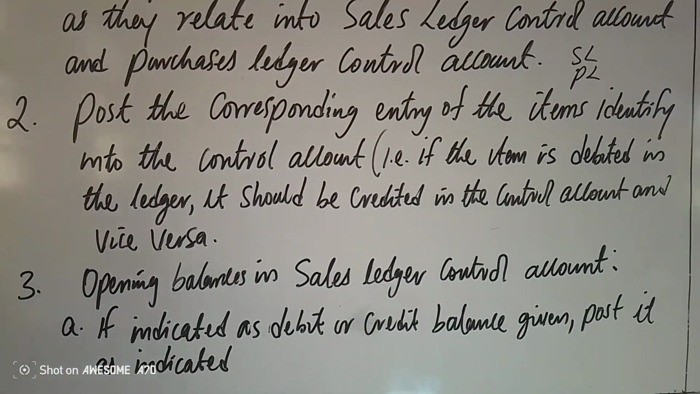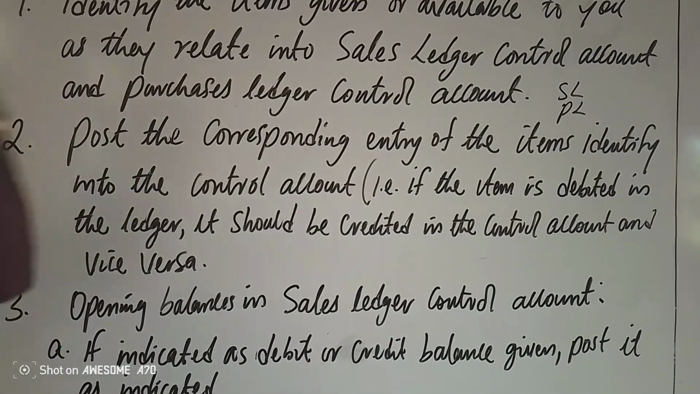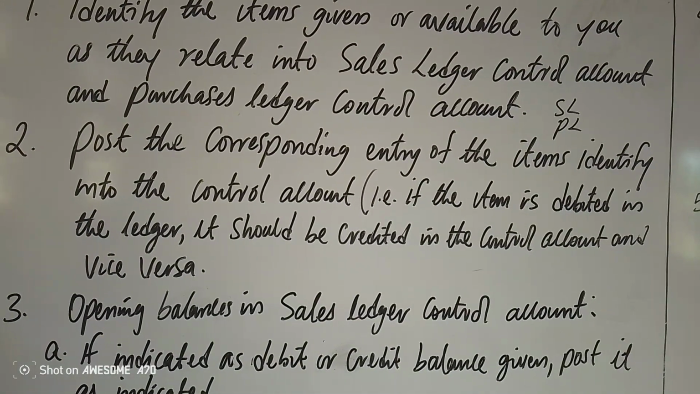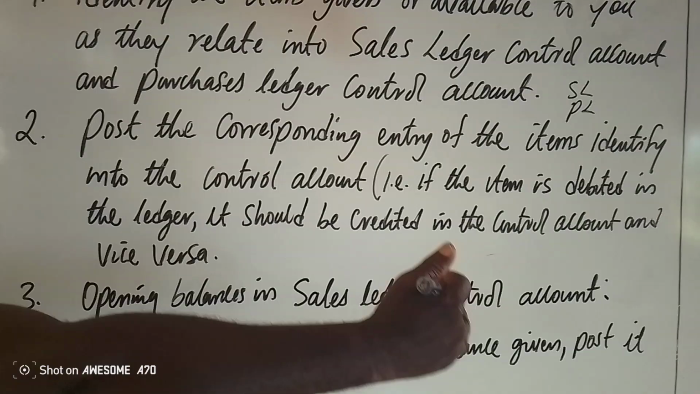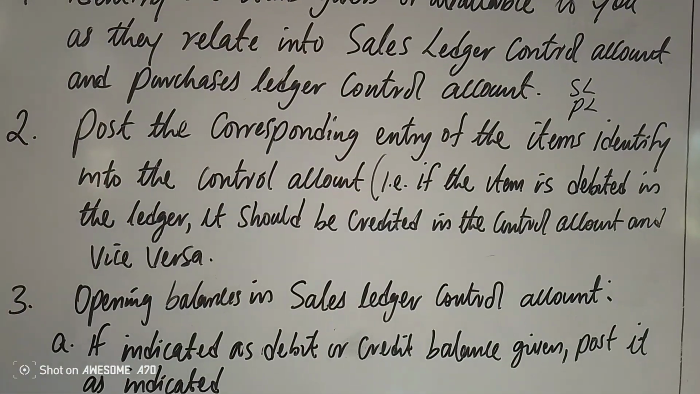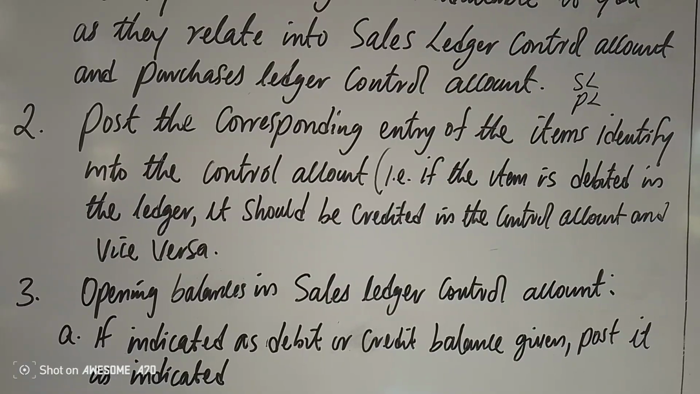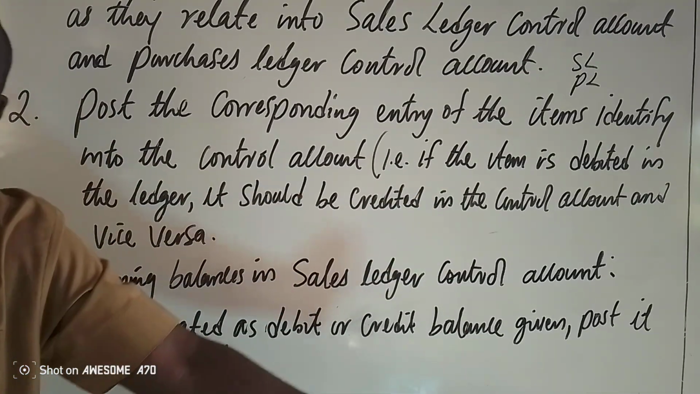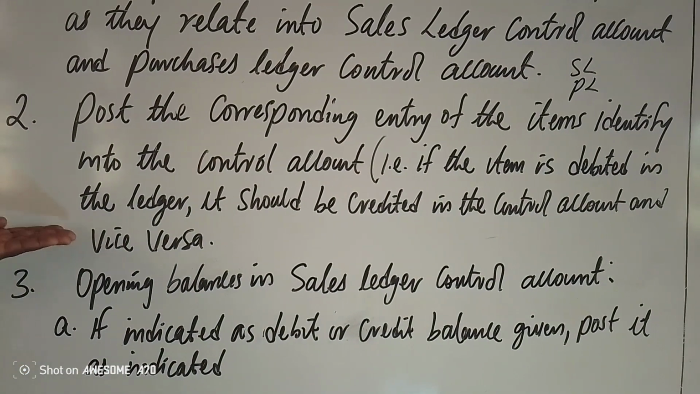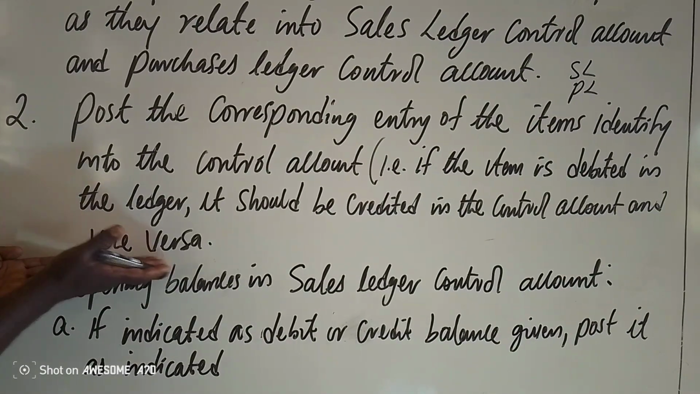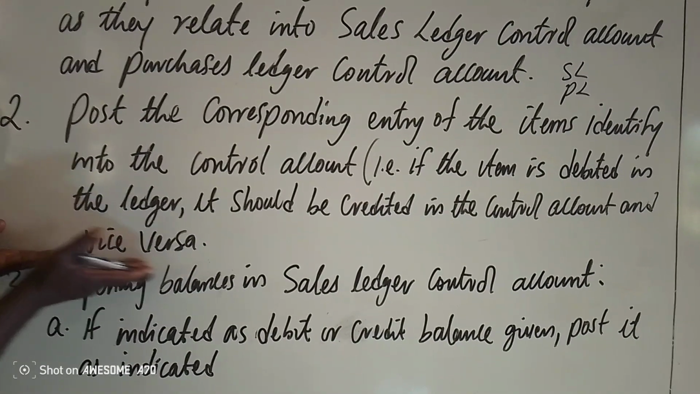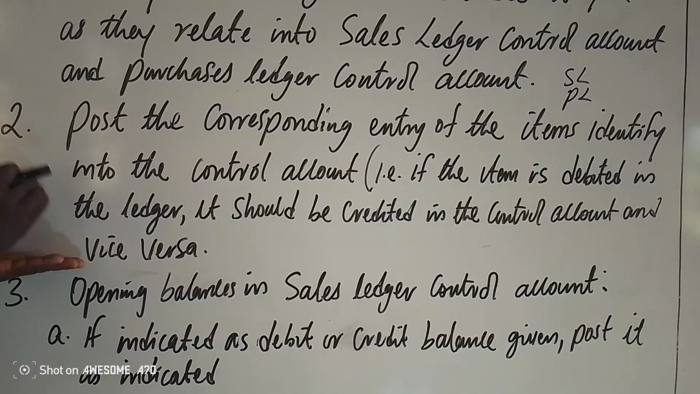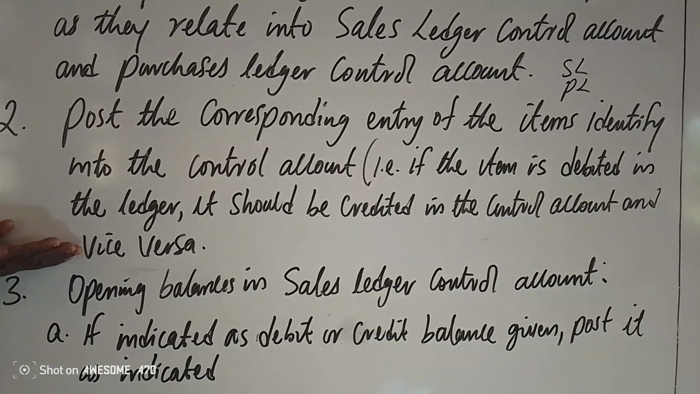To understand your double entry, we say post the corresponding entry. If all credit sales are credited in the ledger, the corresponding entry will be debited in the sales ledger control account. If all credit purchases are debited in the ledger, the corresponding entry will be credited in the purchases control account. If all returns inward are debited in the ledger, then in the sales ledger control account it will be credited. This is what the principle is talking about. So if you are able to understand the working of double entry, their positions, you will find control accounts very simple, and this is a fundamental key of posting control accounts.